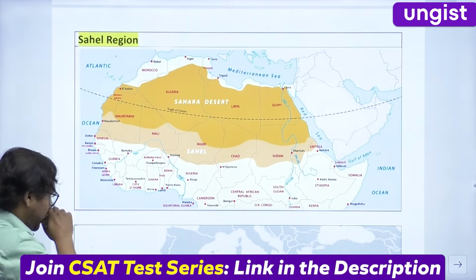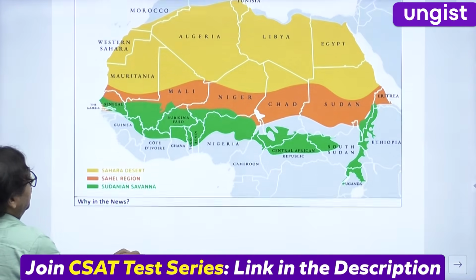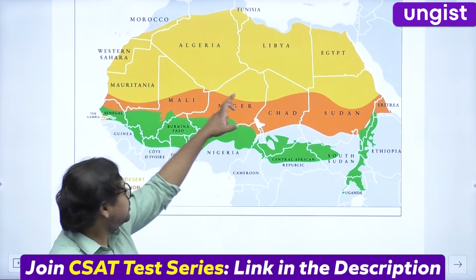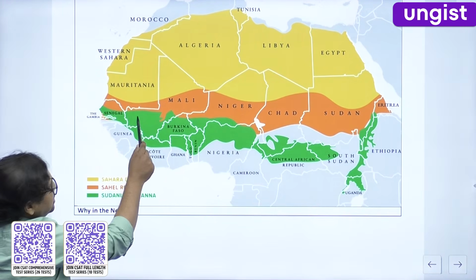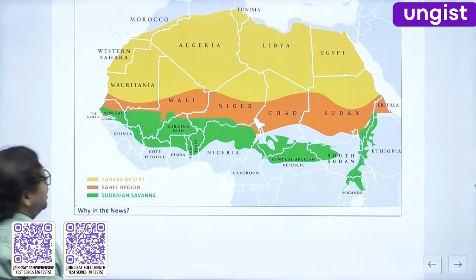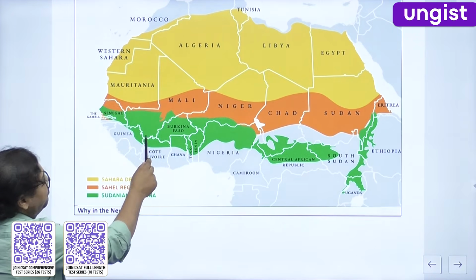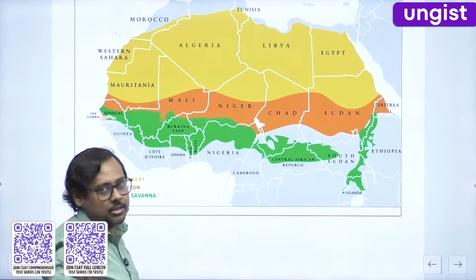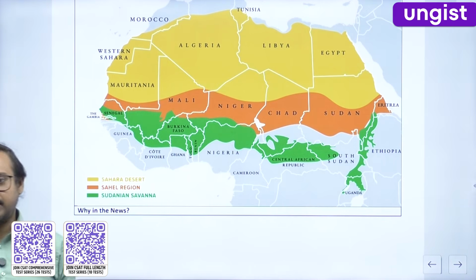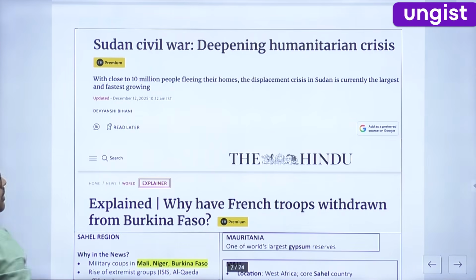Okay, so this is a better map. This part is your Sahara, the upper part. Then this part is your Sahel, right? And below it is the Sudanian savanna. And from here it starts, your tropical rainforest, right? Tropical rainforest.